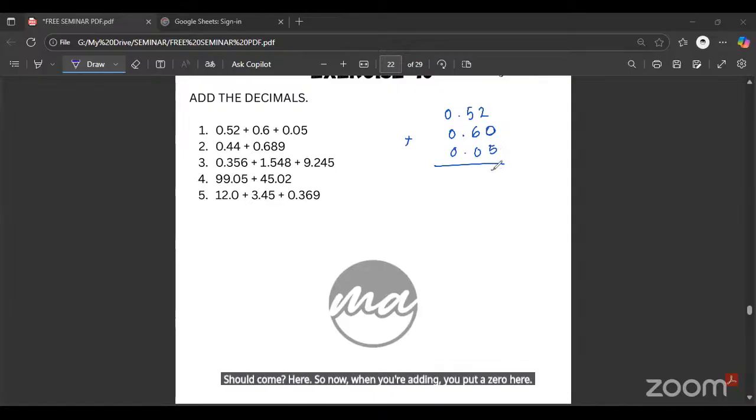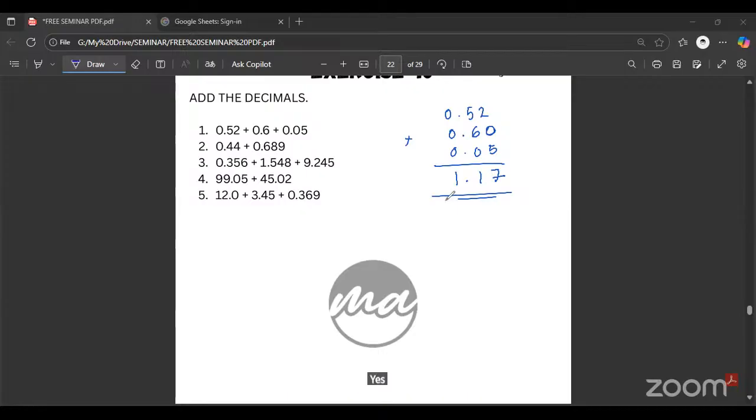So now when you're adding, you put a 0 here. 2 plus 5 is 7. 5 plus 6 is 11. 1 comes here and 1 comes here. So your answer will be 1.17. Do you get that? Yes, miss.